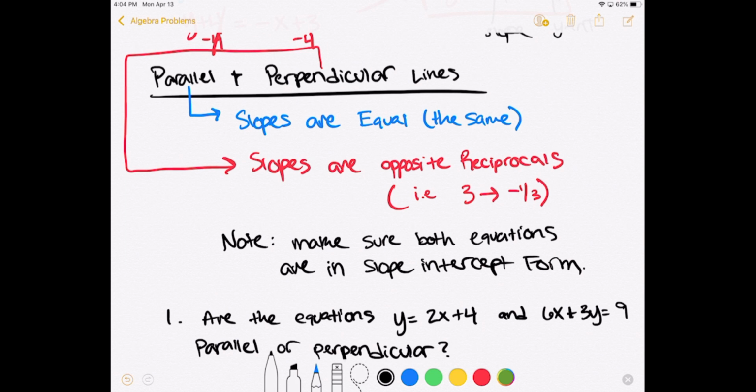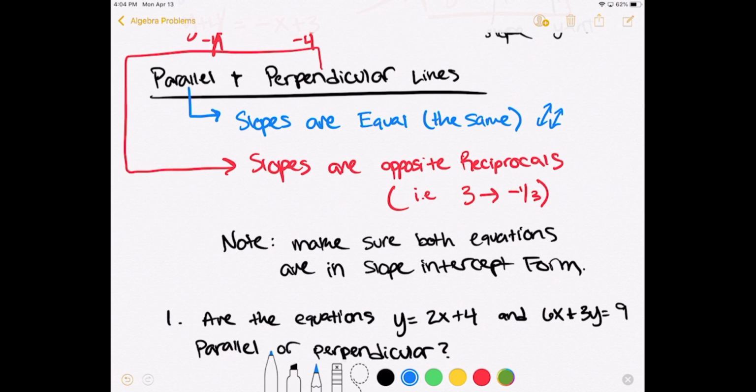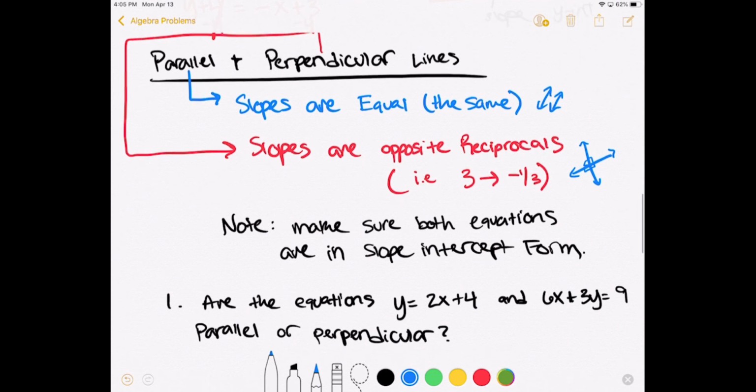Also remember, geometrically, if we're talking parallel lines, those are 2 lines that never touch, right? So they just kind of go next to each other forever. Okay, if we're talking perpendicular lines, we're talking 2 lines that intersect and create 4 90-degree angles. Okay, if we're talking geometrically. But for right now, we just need to remember that parallel lines have the same slope. Perpendicular lines have opposite reciprocals.